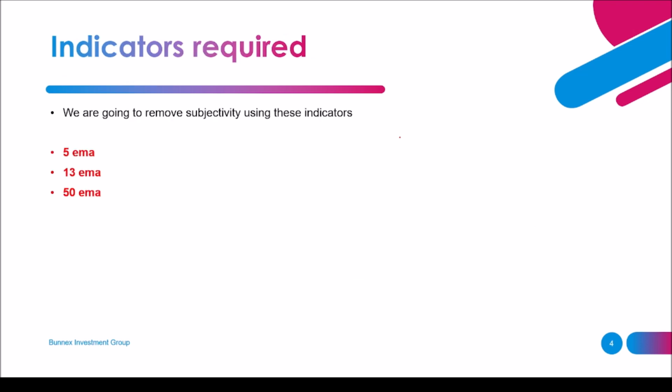So we are going to require 3 indicators, and this is to remove subjectivity within our system. They are going to be the 5, 13, and 50 EMA, right?